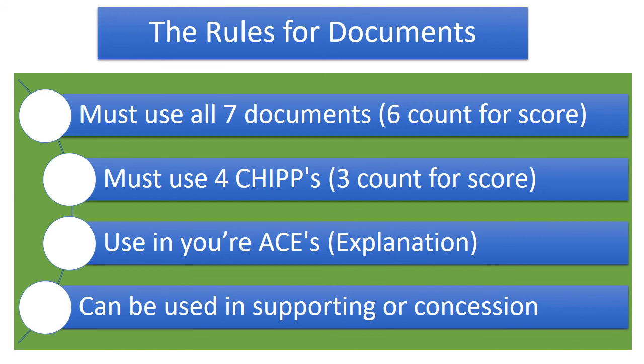Here are the rules for the documents. Number 1, you must use all 7 documents. I know College Board only requires 6 out of 7. We want you to use all 7. So it's a way for you to practice. Number 2, you must use 4 chips. You must chip 4 times. You're only going to do it 3 times for College Board, but we want you to do it 4 times to get the practice. Use it in your ACEs. Okay? That goes in the explanation in the cite. You can use these documents in either your supporting or your concession. It doesn't matter, but you need to use all 7 documents.